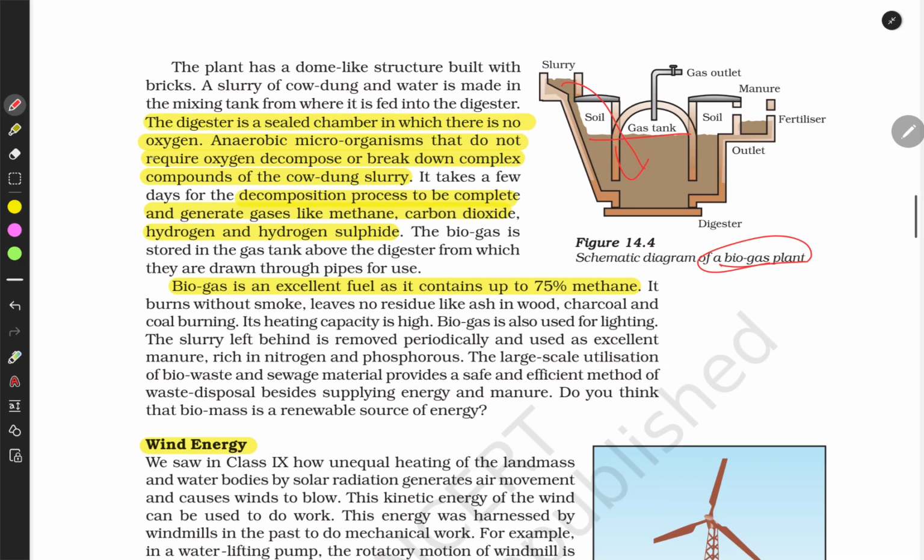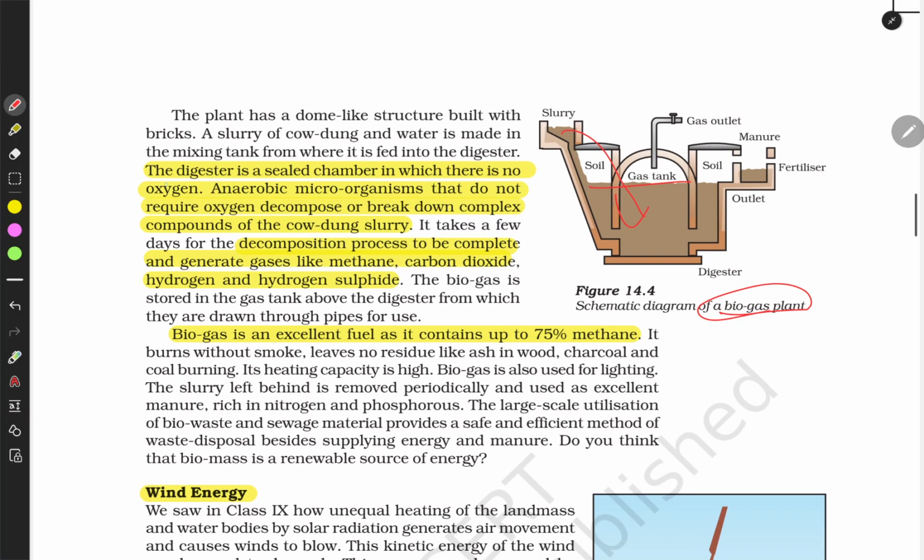So what we are doing here, the digester is a sealed chamber in which there is no oxygen. So we put the cow dung here, and this is called the digester, and it is a sealed pack, so oxygen cannot enter here.